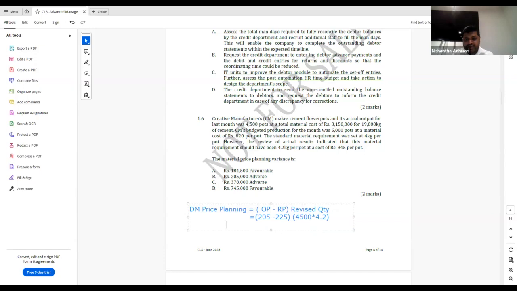Then if you work it out, there will be an adverse variance here. Adverse variance will be how much? 20 rupee adverse per kilogram into 100 into 4.2. Is it 378,000? It is an adverse variance. That is the answer. 378,000 adverse variance.